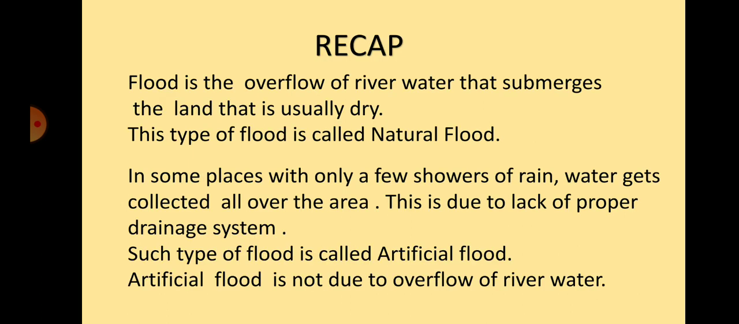So children, today you have learned that flood is the overflow of river water that submerges the land that is usually dry. This type of flood is called natural flood. In some places with only a few showers of rain, water gets collected all over the area. This is due to lack of proper drainage system. Such type of flood is called artificial flood. Artificial flood is not due to overflow of river water.